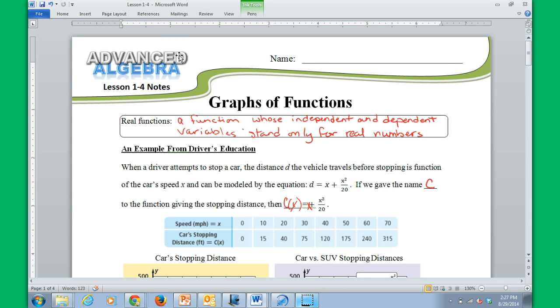So this is an example from driver's education. I'm guessing that a whole bunch of you took it over the summer, or the summer before last. When a driver attempts to stop a car, the distance d the vehicle travels before stopping is a function of the car's speed, x, and can be modeled by this equation. If we give the name of the function c to the function giving the stopping distance, then c of x equals, and guys, there is a typo in your notes, it should be x plus x squared over 20.